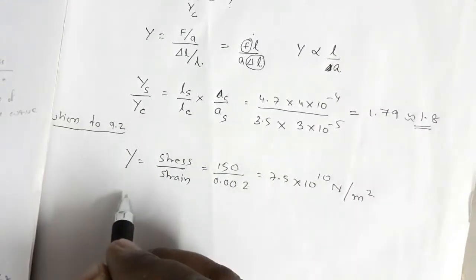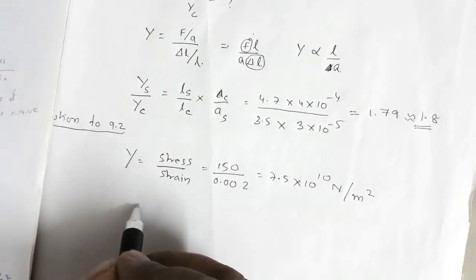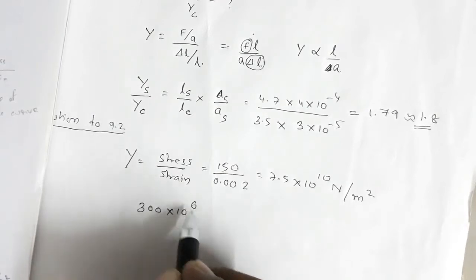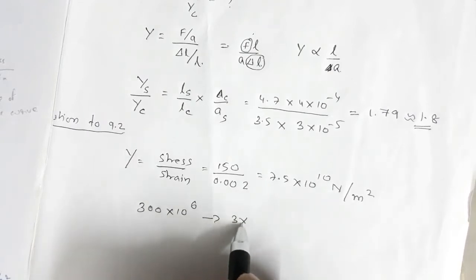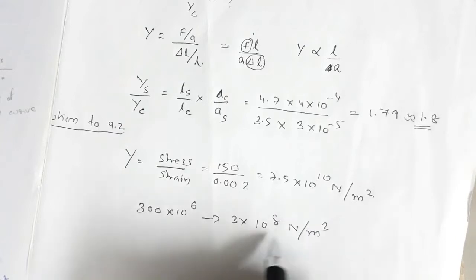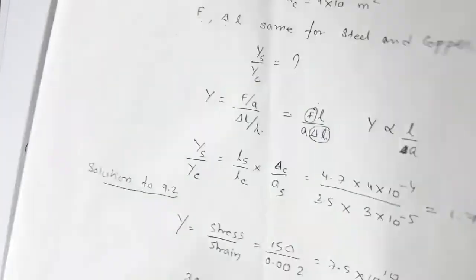So yield strength, it will be how much? It will be 300 into 10 power 6, or I can write it to be 3 into 10 power 8 Newton per meter square. Okay, Newton per meter square. So this is 9.2. Now next question, 9.3.